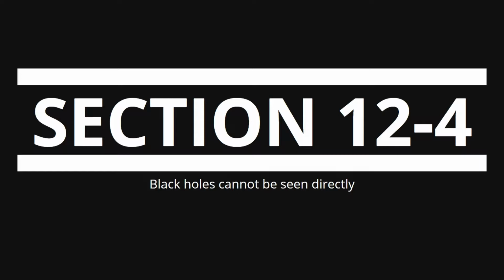Black holes cannot be seen directly. You might not have put that together yet, but if these black holes are so large that light can't escape from them, that means if they're out there, we cannot see them. So then the question is, how do we know they're there if we can't see them?